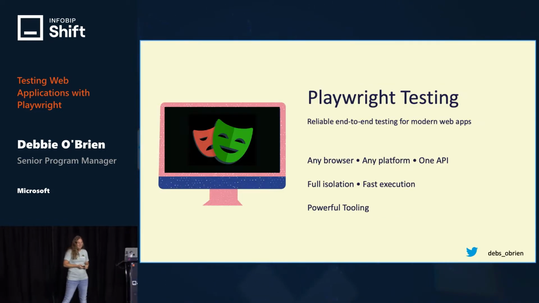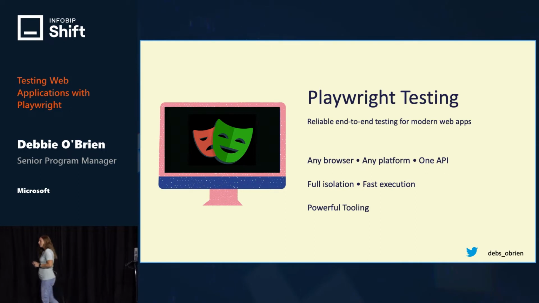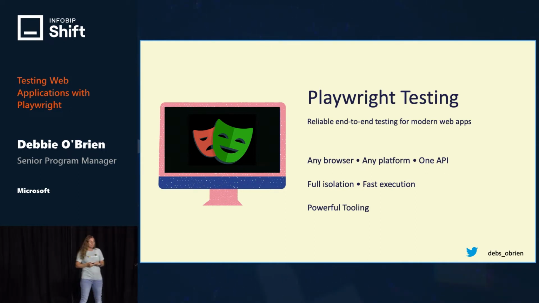Okay, so let's talk about Playwright testing. Playwright testing, for those of you that do not know, is reliable end-to-end testing for modern web apps. It can run on any browser, any platform with one API, full isolation, so your tests all run in isolation, fast execution, and very, very powerful tooling, which I'm going to show you today.